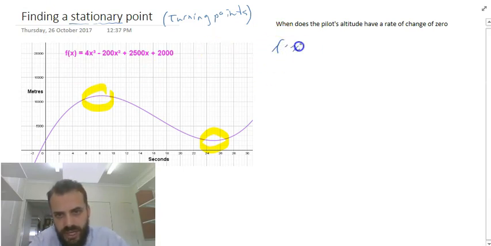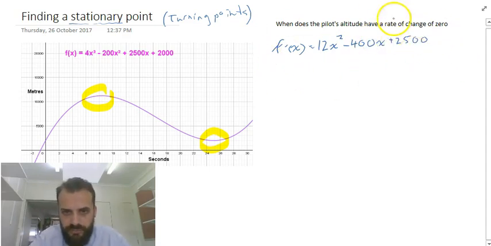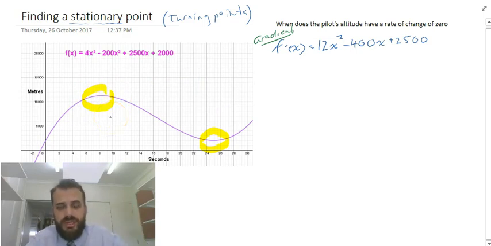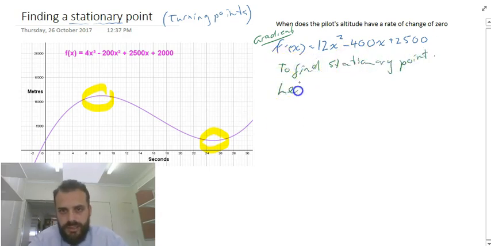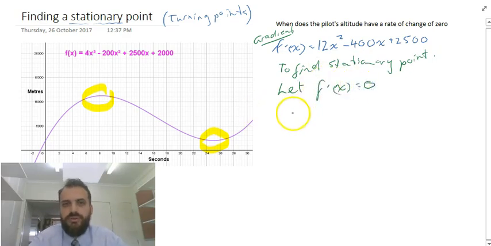We know that f dash x in this case is equal to, so there's our derivative function. Now remember, the derivative function tells us the gradient. That's what f dash x is. It's the gradient at any given point. So what we really want to know is, when is the gradient of our pilot's ascent or descent equal to 0? So to find a stationary point, let f dash x equal 0.